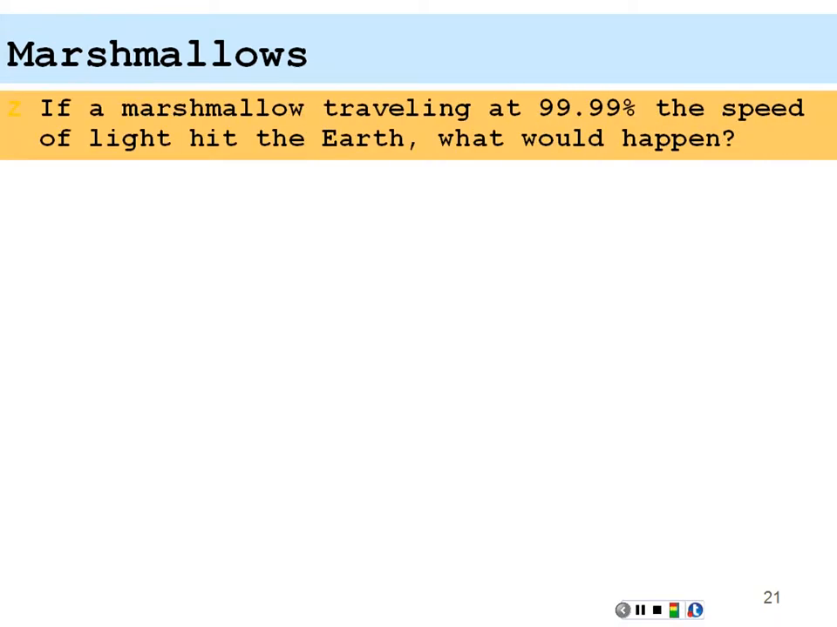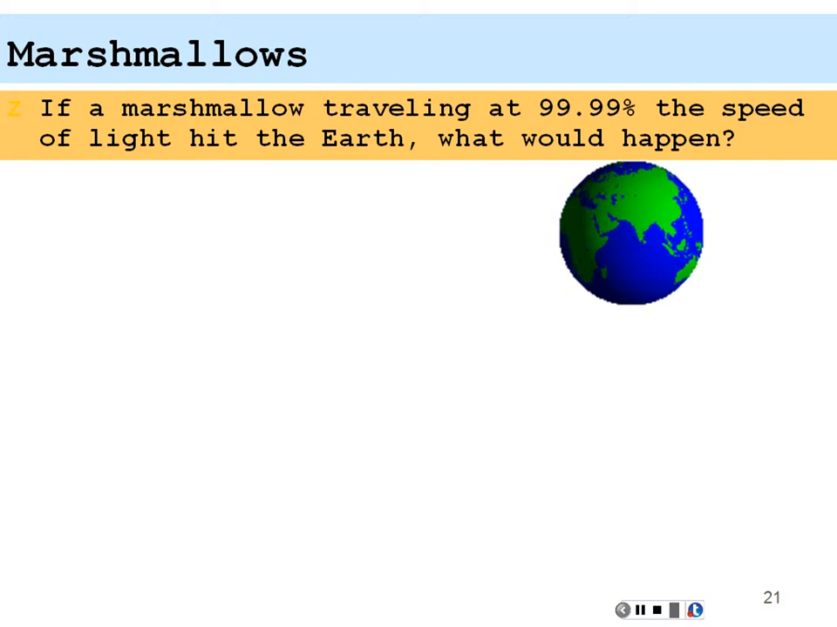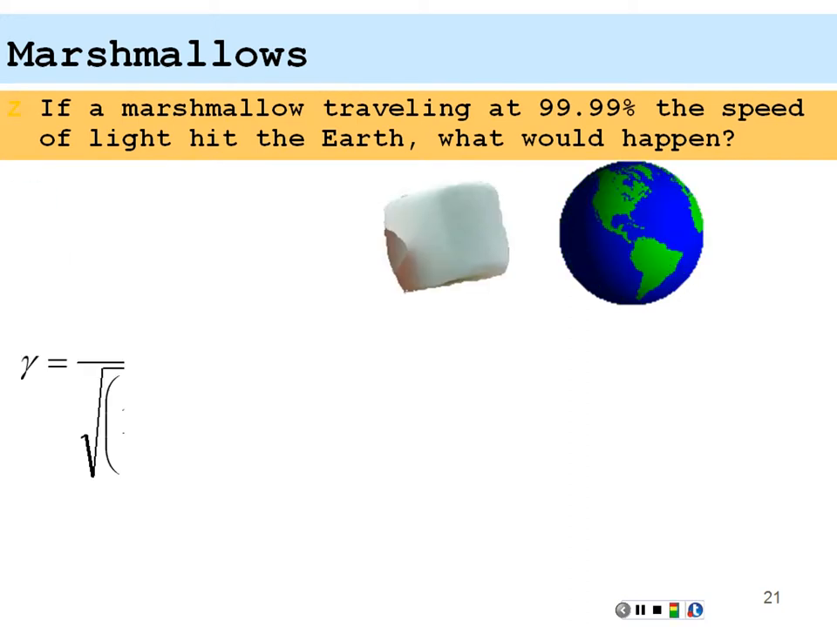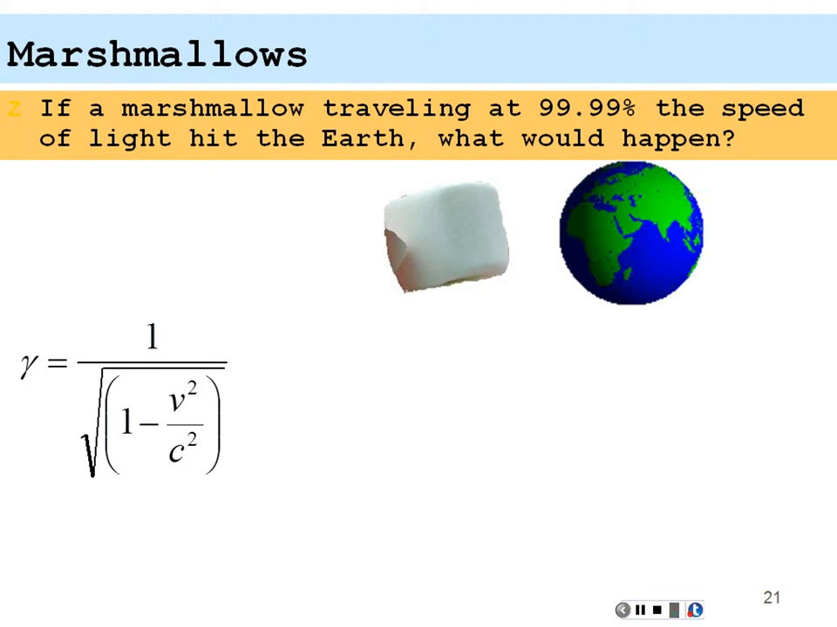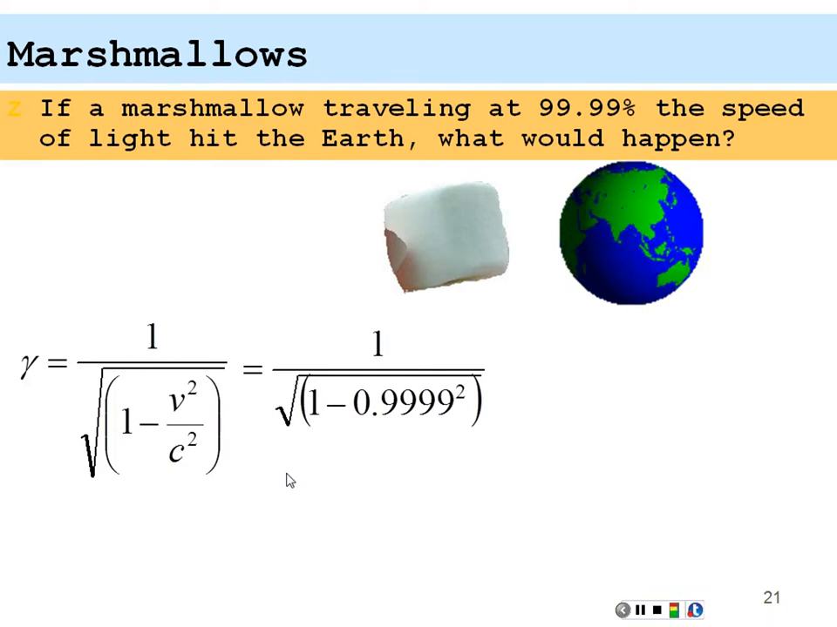Marshmallows. If a marshmallow were traveling at 99.99% the speed of light and it hit the Earth, what would happen? Well, here's the Earth. Here's a marshmallow traveling at 99.99% the speed of light. At that speed, what is our gamma? 1 over the square root of 1 minus v squared over c squared. So that's going to be 1 over the square root of 1 minus 0.9999 squared. That gives us a gamma of 70.7.